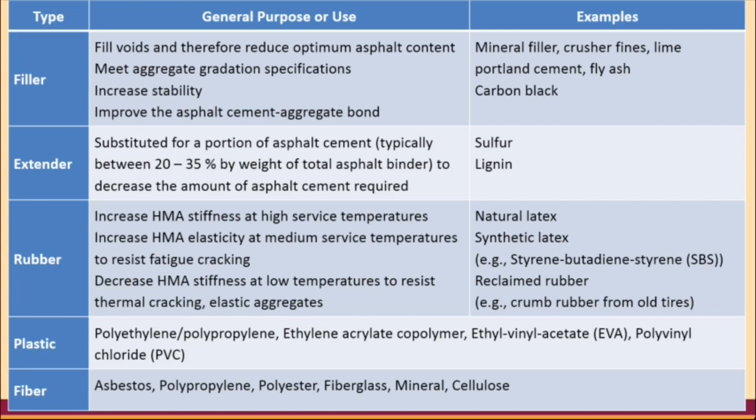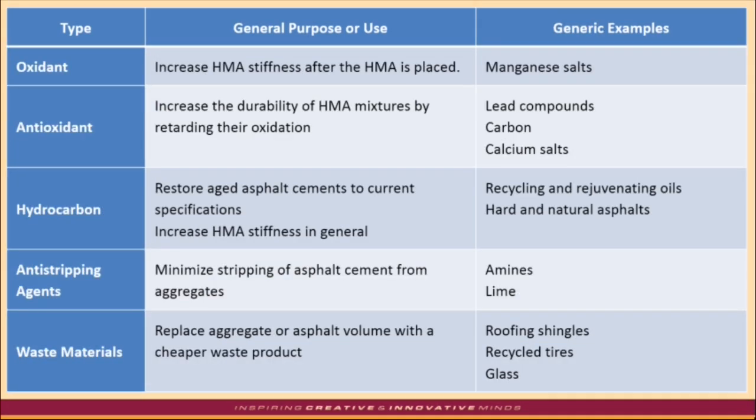Then, in this table, we have oxidant, antioxidant, hydrocarbon, anti-stripping agents, and waste materials. All the purposes of modification seem relevant to what we have discussed earlier in the previous slide. Therefore, proper selection of the modifier is very important in modification, which depends on the target problem to be solved, the nature, properties, and availability of the material selected, and methods to be used.